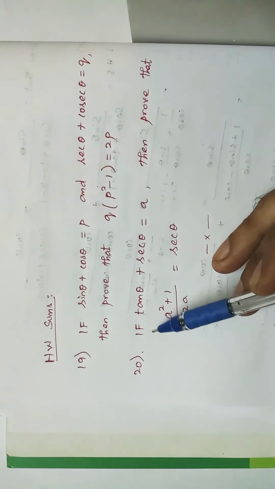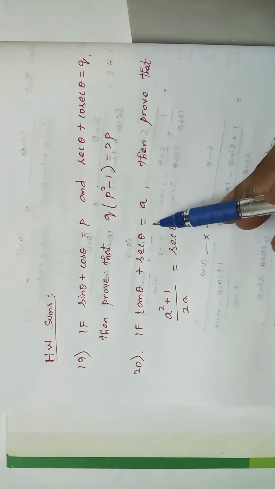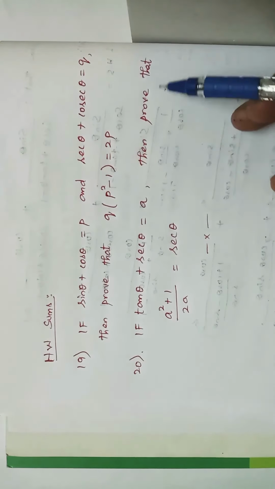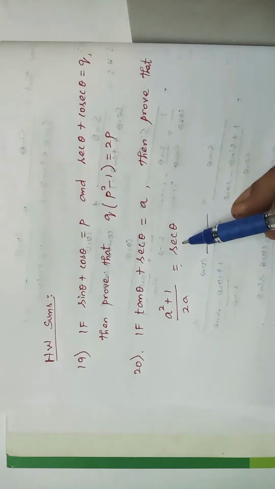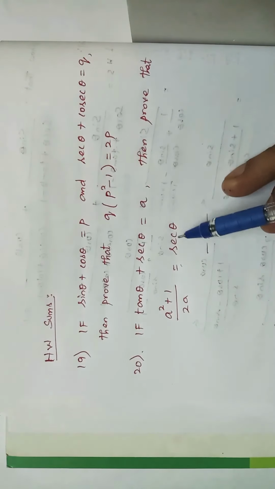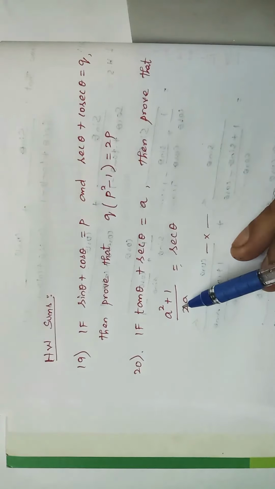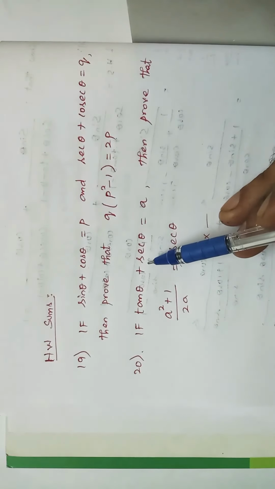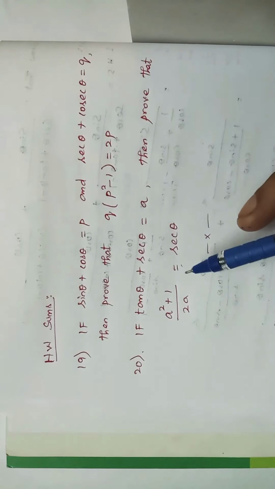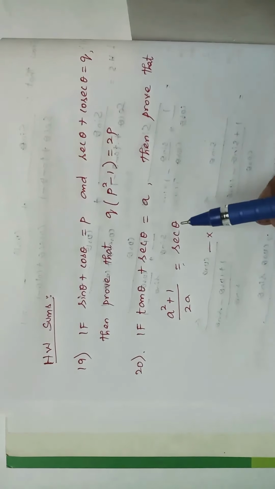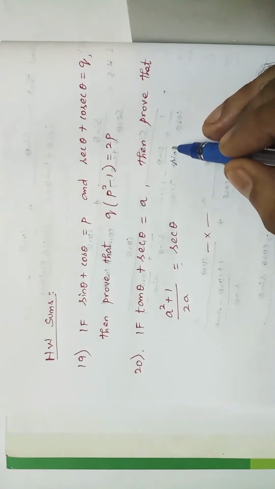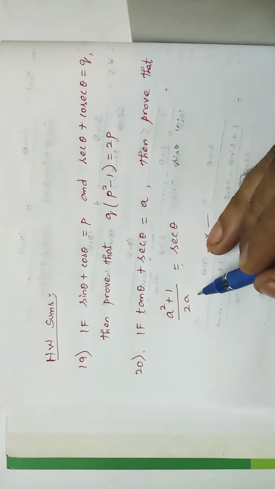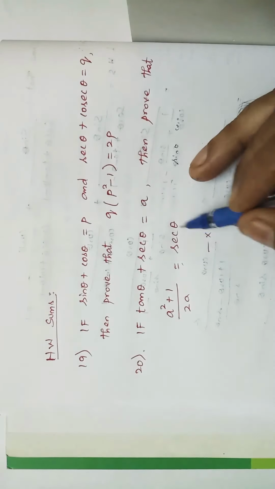Then we have to prove LHS is equal to RHS, right? Sum number 20. If tan theta plus sec theta is equal to A, then prove that A square plus 1 divided by 2A is equal to sec theta, right? The RHS has sec theta, we can't do anything there. Take the LHS, we know the value of A is tan theta plus sec theta. Just apply A equal to tan theta plus sec theta and simplify, we'll get the RHS. But I'm giving one clue: convert tan theta and sec theta in terms of sin theta and cos theta. It will be very easy to get the final solution, right?